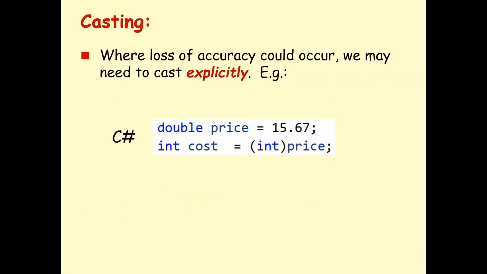When there is a loss of accuracy, we may need to cast explicitly. So obviously going from a double to an integer, you're going to lose that fractional part. That 0.67 is going to be lost. So we're going to just be explicit. There are some different conversion methods that we can use. We're just going to use the most basic one here, which is just in brackets saying int. And that will end up with int cost being equal to 15. We will lose the fractional part. It'll just get chopped off.